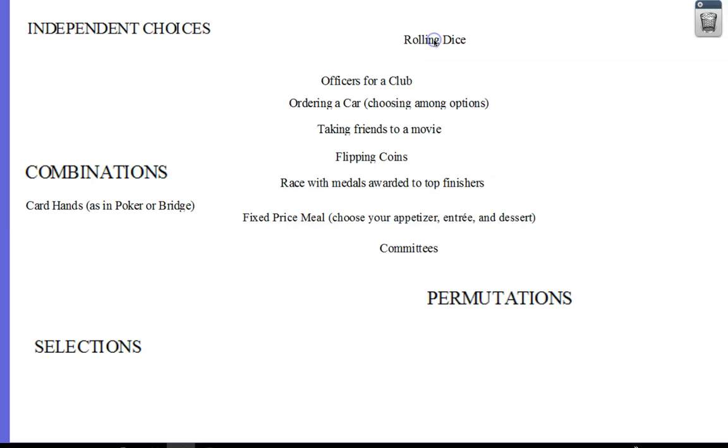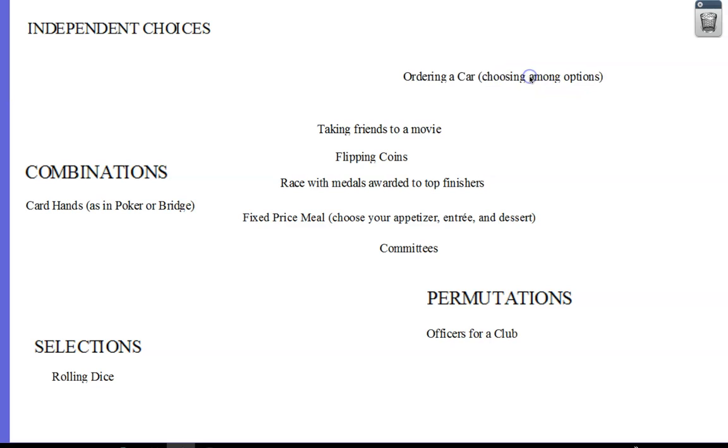Rolling dice. If you're rolling dice, let's think about this. Each roll is an independent choice, and we have the same amount. We're never going to exhaust our set. So we can call that a selection. Okay. Officers for a club. If you're choosing officers for a club, officers would mean that you have maybe a president, a vice president, a secretary. That means who I choose for president is different from who I choose for vice president. So order matters. So whenever there are roles, that's always a permutation.